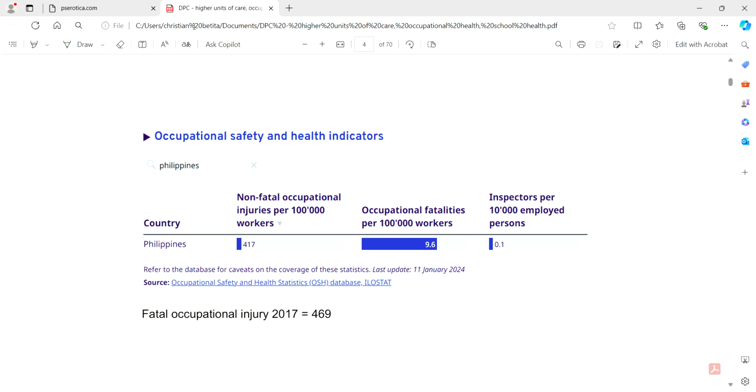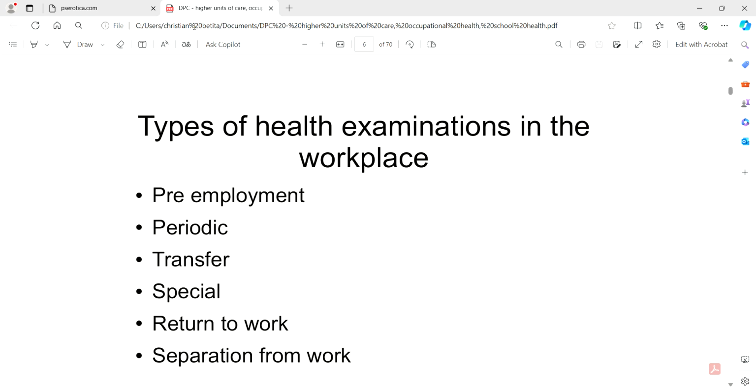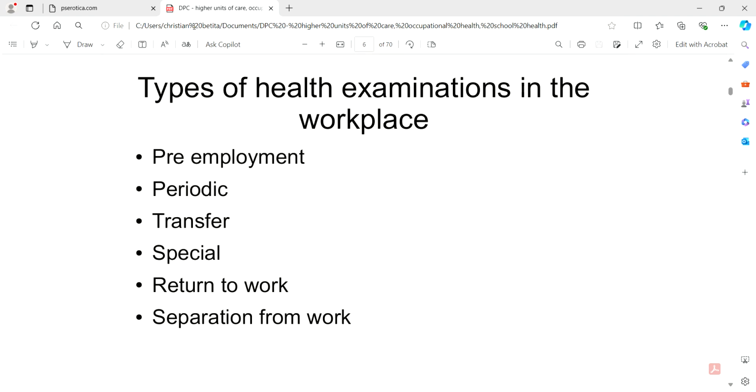Okay. So health examinations in the workplace. So in the workplace, we do examinations of workers, and the reasons why we do this is to detect early signs of illness, injury, ill health, to prevent ill health, injury, or illness already suffered or aggravated by the work environment, to ensure that workers are able to sufficiently work, and to detect a health condition of a worker that increases the risk of injury or accident. And there are different types of health examinations in the workplace. We'll be going over them one by one.